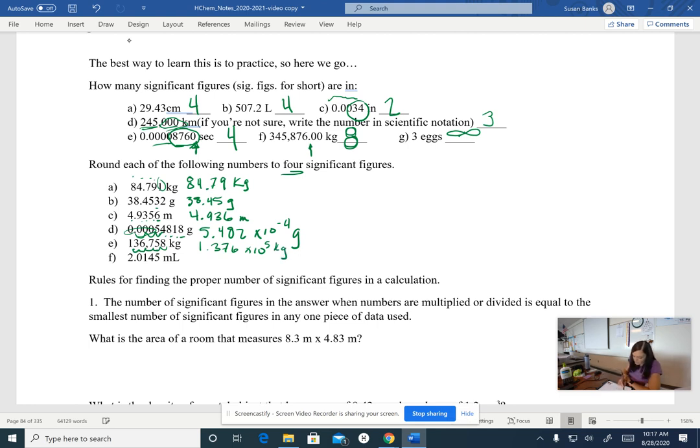Okay, and this one, 1, 2, 3, 4, that 5 tells me to round up. So 2.015 milliliters. How'd you do? All right, so that's how we round using significant figures. It's pretty much the same way that we rounded before.